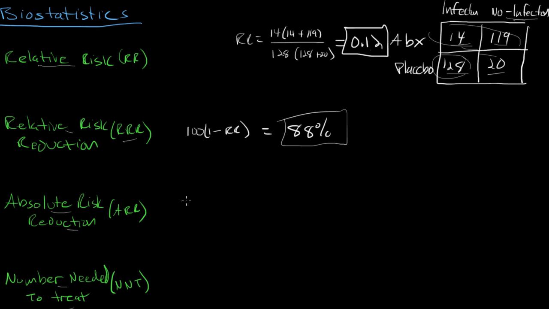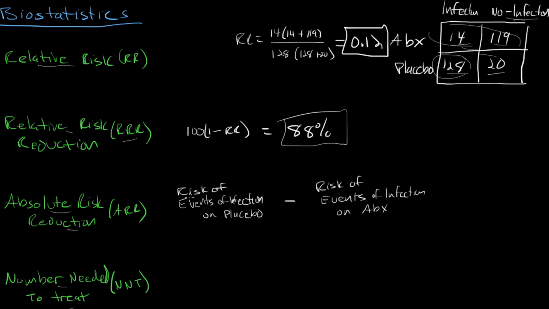My absolute risk reduction is similar but a little bit different from my relative risk. In my absolute risk reduction, I'm trying to find out the total number of events in my exposure group, and in this case that would be the number of people on antibiotics who have an infection, and I subtract that from the events of infection in people on placebo. So again, my absolute risk reduction will be the risk of events of infection on a placebo minus the risk of events of infection on antibiotics.